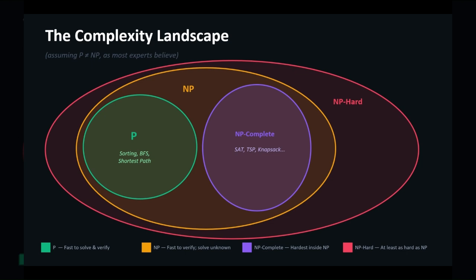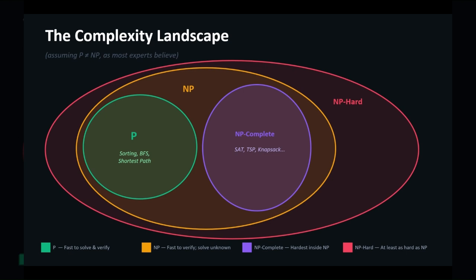On the right side of NP, in purple, you see NP-complete. These are the hardest problems inside NP. They're still in NP, so solutions can be verified, but they're also NP-hard, meaning everything else in NP reduces to them. The outermost oval in red is NP-hard. It extends beyond NP because some NP-hard problems, like the halting problem, aren't even in NP at all. They're harder than anything NP contains.